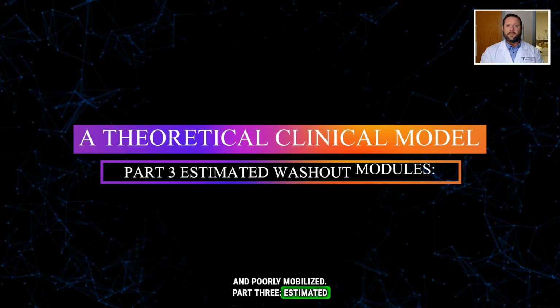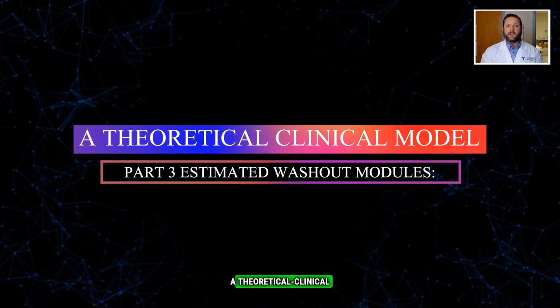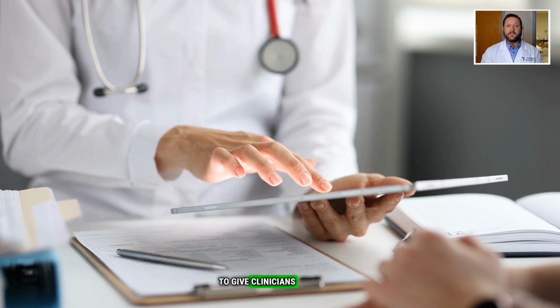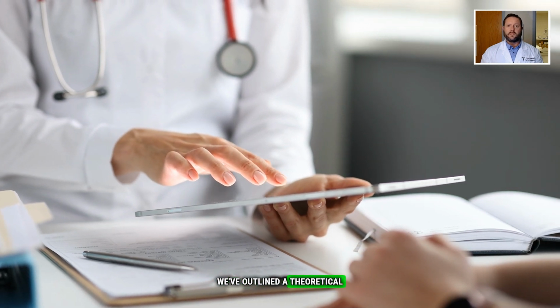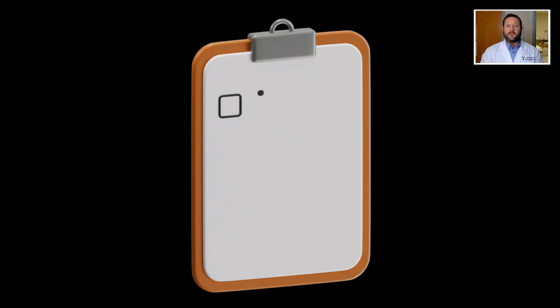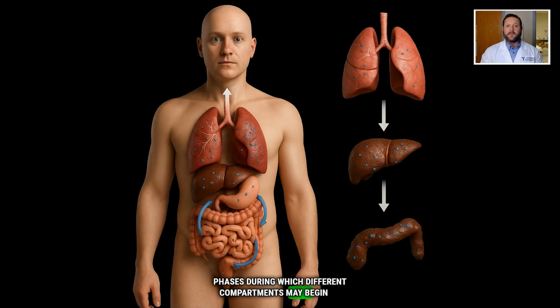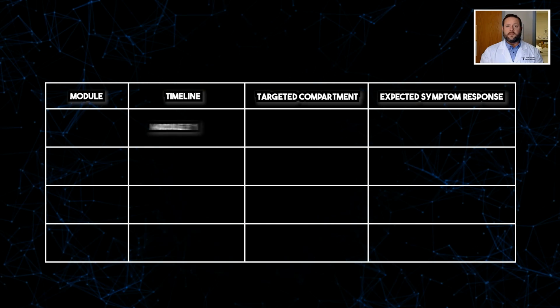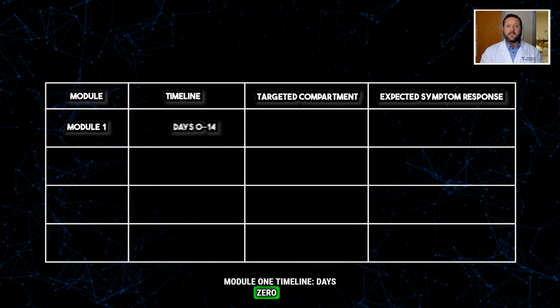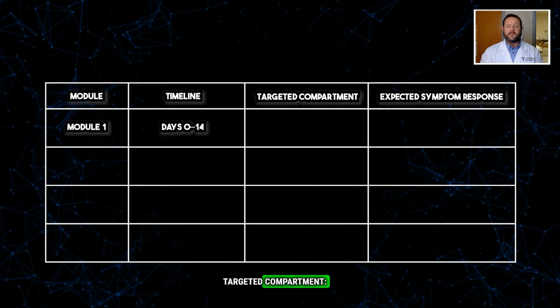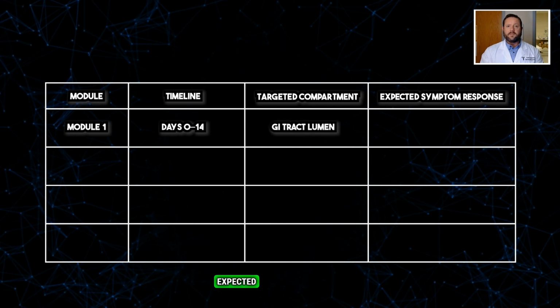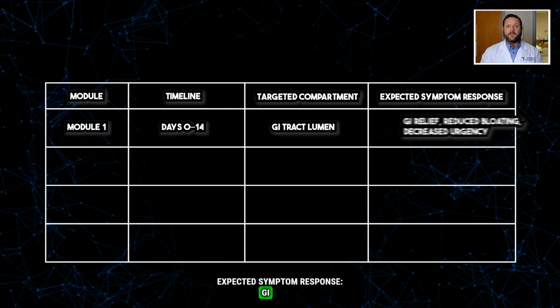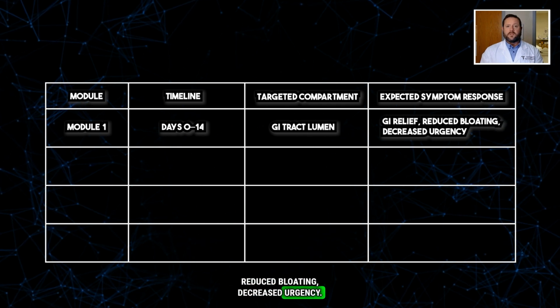Part 3. Estimated washout modules, a theoretical clinical model. To give clinicians a working model, we've outlined a theoretical timeline of washout modules, phases during which different compartments may begin to unload microplastic burden after exposure reduction. Module 1, timeline, days 0 to 14. Targeted compartment, GI tract lumen. Expected symptom response, GI relief, reduced bloating, decreased urgency.